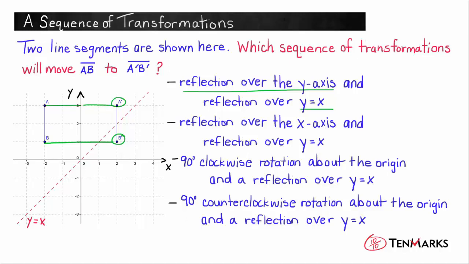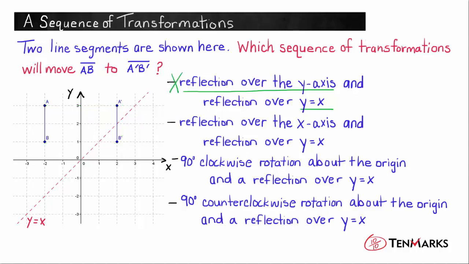That would be great if we were only doing one transformation, but remember we're doing two transformations here. So we have to follow up by now reflecting our new line segment across the line y equals x. And when we do that, point B is going to land here, and then point A is going to land here. So our new segment will be here, and that's not what we're looking for. So we'll eliminate answer choice 1.